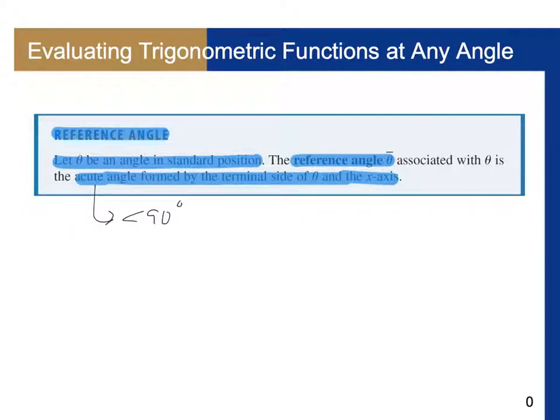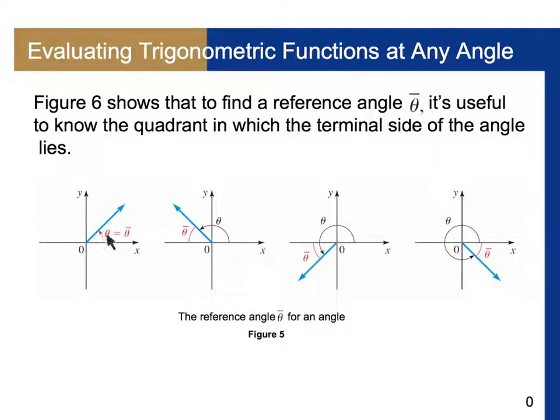Basically, we're just taking the shortest path back to the x-axis, just like we did for t-bar. We're going to go back to the x-axis as quickly as possible in the shortest path. So let's say your theta takes you to the first quadrant. Well, your theta bar, your reference angle, is going to be the same because you go back to the x-axis. It's the same distance. If your theta takes you to the second quadrant, then your theta bar is going to be this red one here, taking the shortest path to the x-axis.